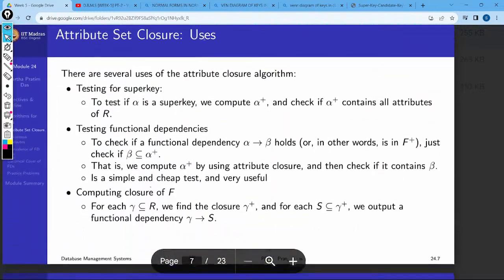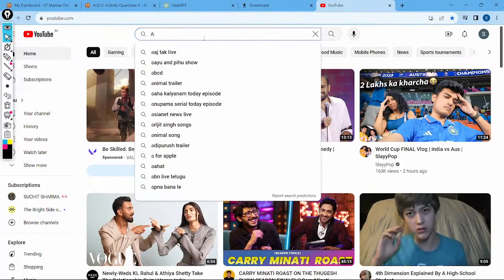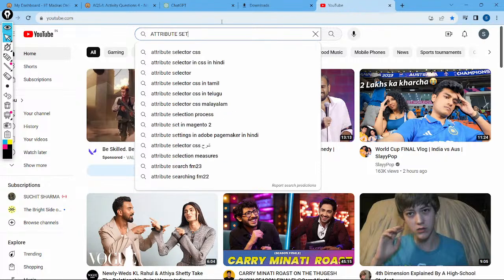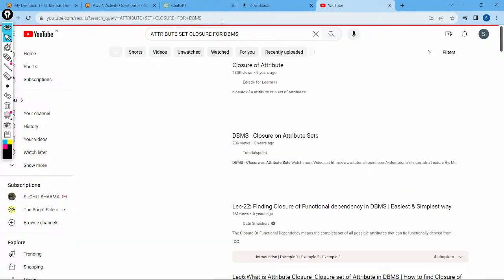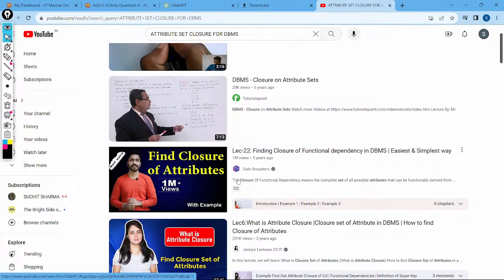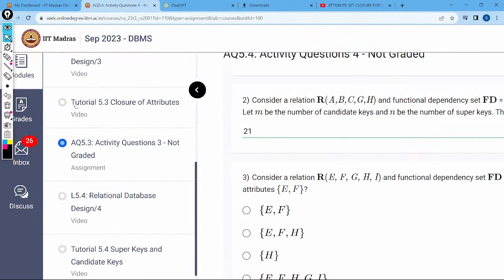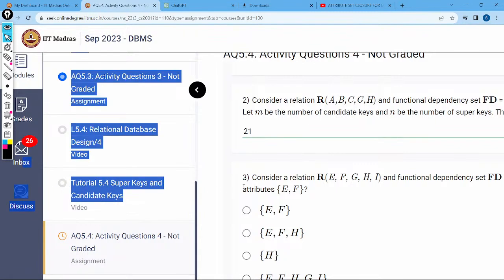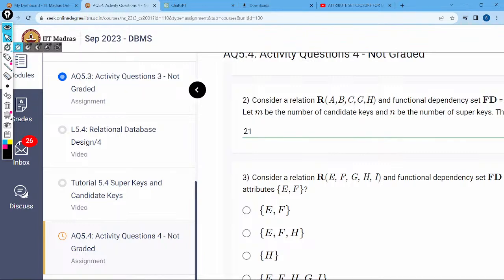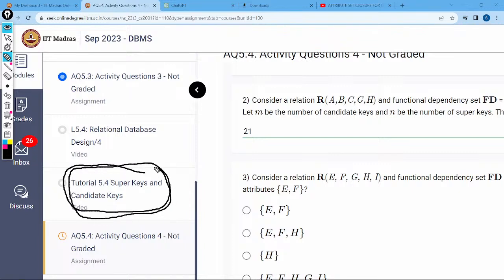Planners, attribute set closure for DBMS. You can watch this video from Gate Smashers, plus the other video that you need to watch, which is this one: the Super key and candidate key tutorials. You need to watch this tutorial lecture. Since I have not covered it in my video, because it does not provide us with any PPT, it is mandatory that you do this lecture.